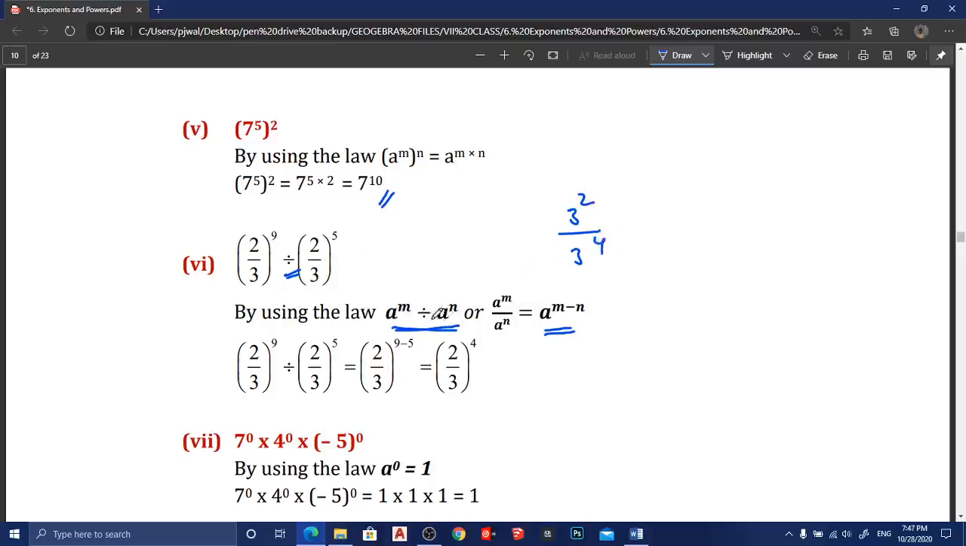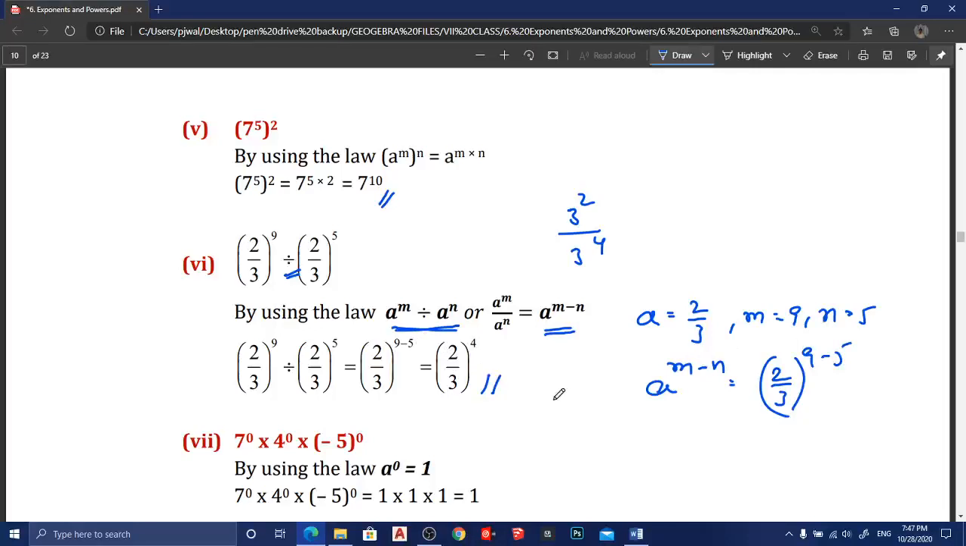Okay, a to the power of m divided by a to the power of n is equal to a to the power of m minus n. So what is the a here? Base 2 by 3. A is equal to 2 by 3, m is equal to 9, n is equal to 5. So a to the power of m minus n means 2 by 3 to the power of 9 minus 5, which is m minus n. So 9 minus 5 is how much here? 4. So 2 by 3 to the power of 4. Okay. Next one.